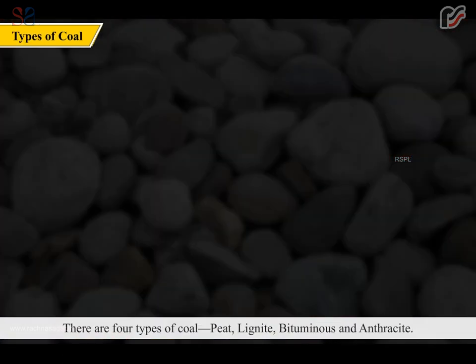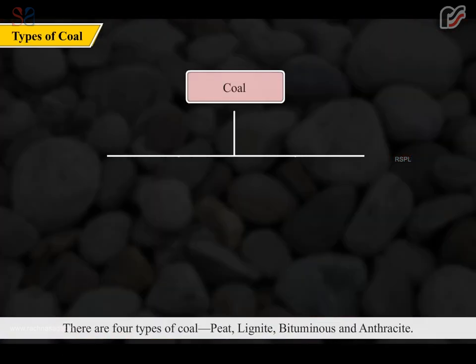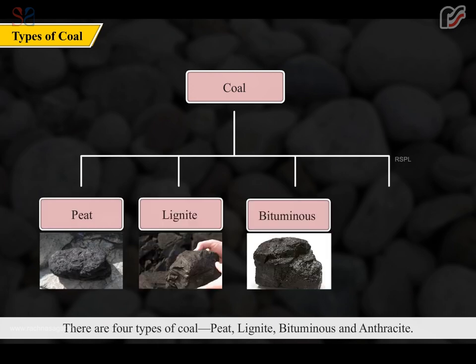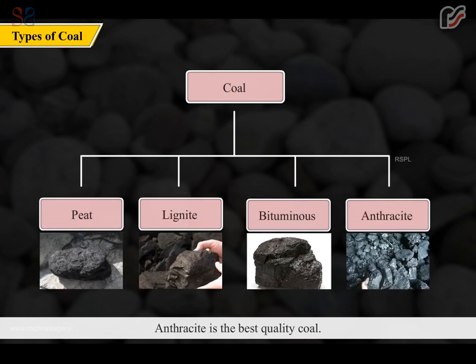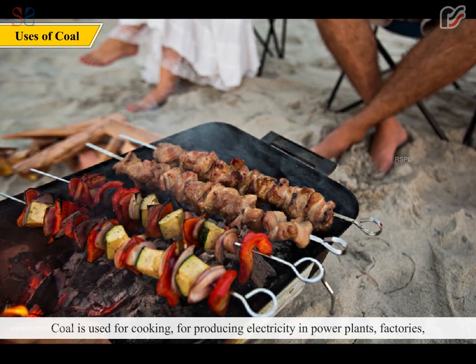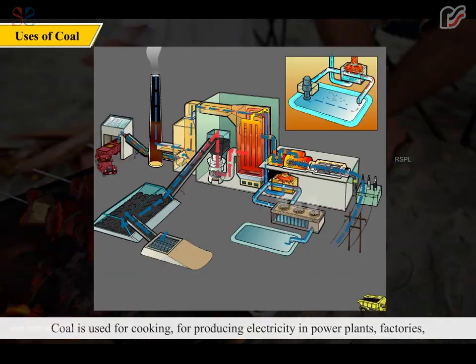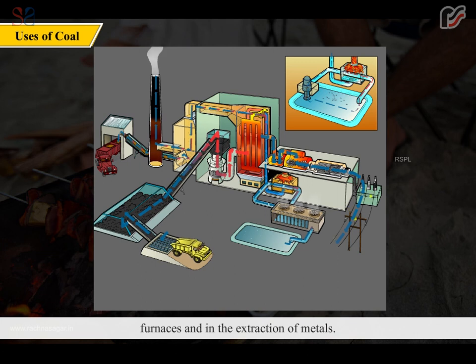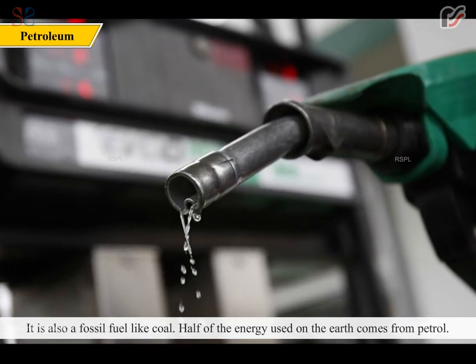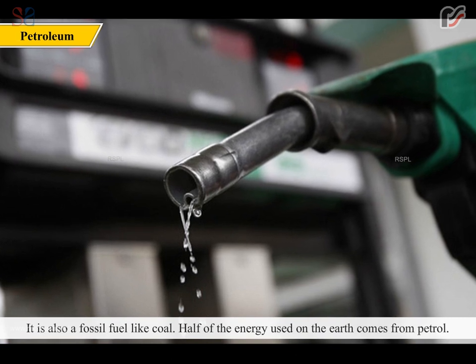Types of coal. There are 4 types of coal: peat, lignite, bituminous, and anthracite. Anthracite is the best quality coal. Uses of coal. Coal is used for cooking, for producing electricity in power plants, factories, furnaces, and in the extraction of metals. Petroleum. It is also a fossil fuel like coal.